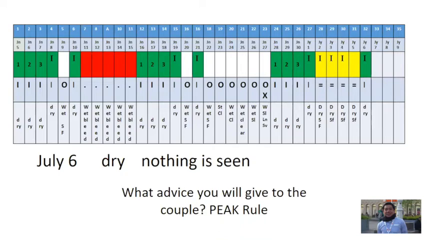Look at the color, green, vertical line, because it is dry and no discharge. But July 6, the couple decided to resume their sexual intercourse. There is a sexual intercourse on July 6. If there is an intercourse on July 6, seminal fluid now will be available on July 7. So because of the presence of the seminal fluid and the sensation is dry, we cannot use the green color, but yellow and with an equal sign.